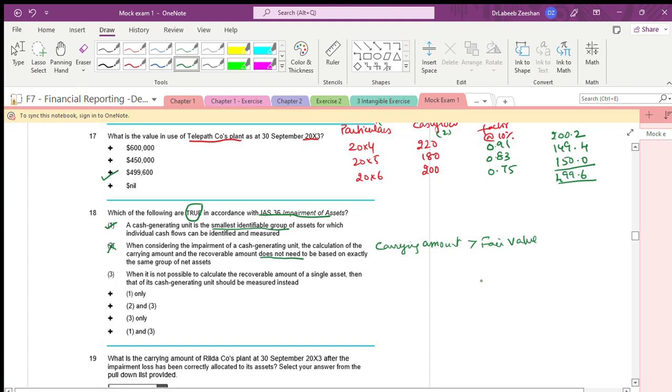When it is not possible to calculate the recoverable amount of the single asset, then the cash generated unit should be measured. This is one of the conditions. Is it right? Answer is 1 and 3.